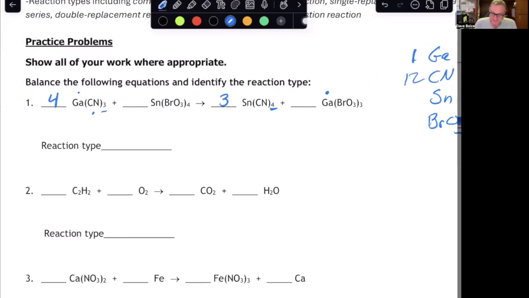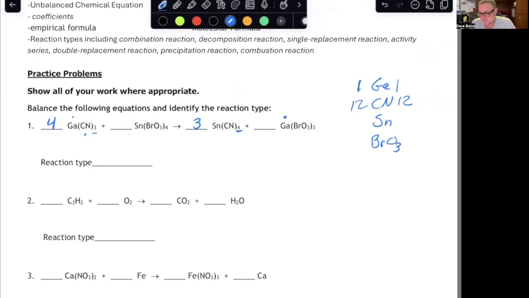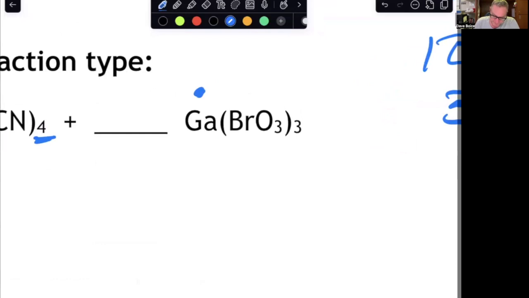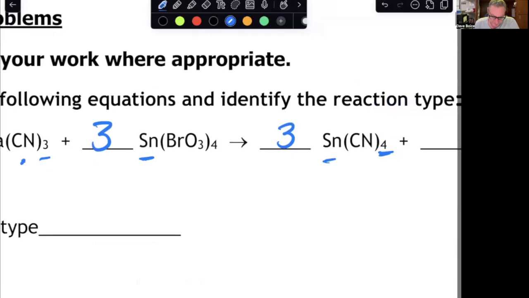cyanides on both sides. Now that did mess up my gallium, but I'm not going to worry about that right now. I want to go through all of them first and see if that corrects it on its own before I go back and try and fix something. Okay, so next I've got 10 SN right here. On the product side, I have 3, and on the reactant side, I have only 1. So that's not going to work. I'm going to put a 3 here, so I've got 3 on each side. And then for the bromine, I've got 3 right here. Remember, this 3 applies to everything that's in the parentheses, very important. And over here, I've got 4 times 3, which is 12.